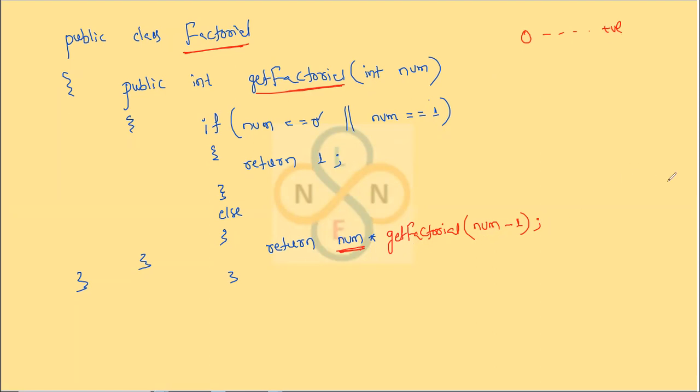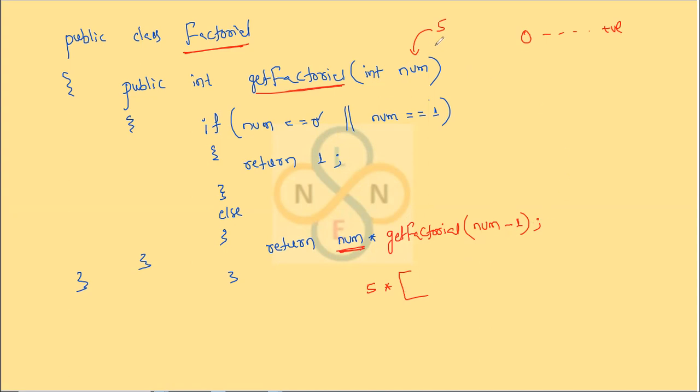So how does this work internally? For example, if we pass this input as 5, then 5 is not equal to 0 and 5 is not equal to 1. Therefore, the control comes to the else part. What is written in the else? Num. So num means 5 into getFactorial of num minus 1. So again, the same method will be called. Num minus 1 means it will become 4.